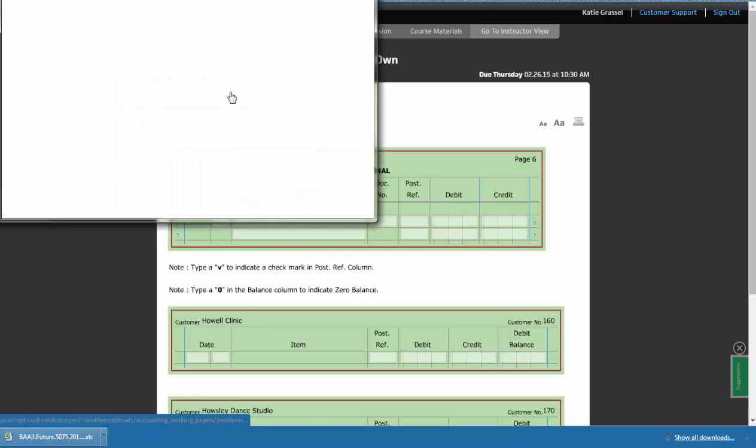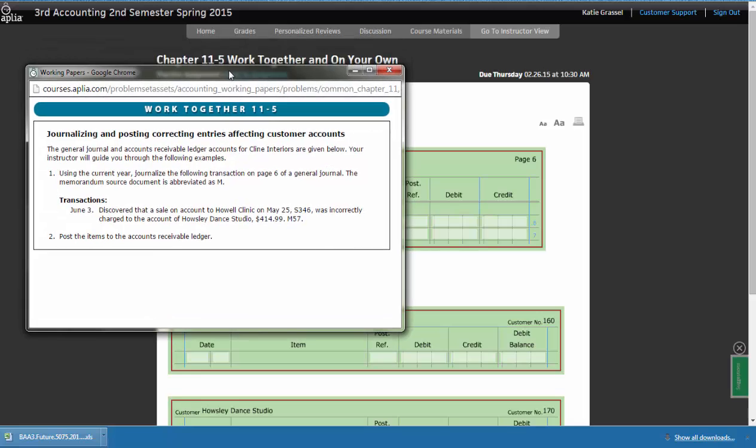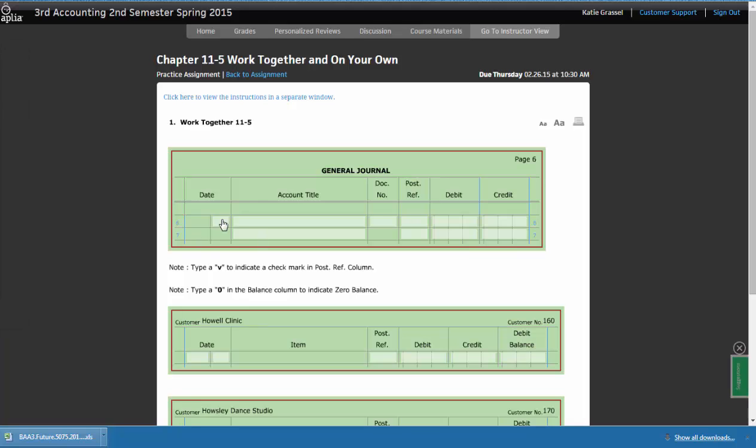So with that in mind, let's look at our directions. Sometimes I think the hardest part about this is figuring out who is affected how. So we've figured out on June 3rd that a sale on account to Howell Clinic was incorrectly charged to Housley Dance Studio. So which one was affected that should not have been? Housley. So Housley needs to be credited, and which account needs to be debited? Howell.